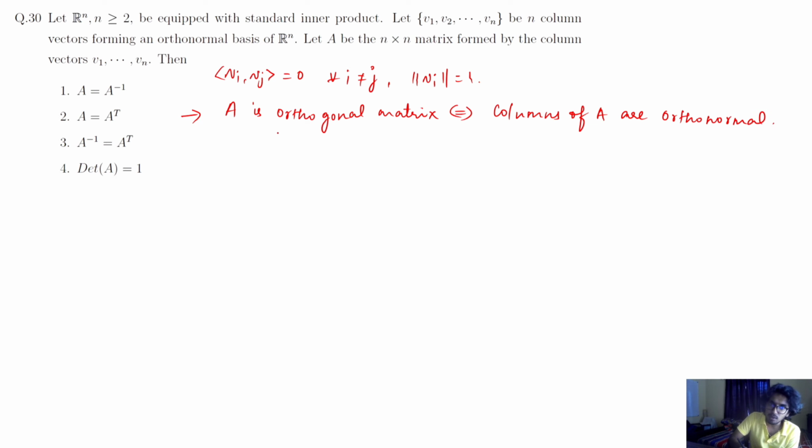What do we mean by orthonormal here? Orthonormal means A transpose A is equal to identity. From which, if you multiply by A inverse throughout, what do you get? A transpose is simply A inverse. Option 3.